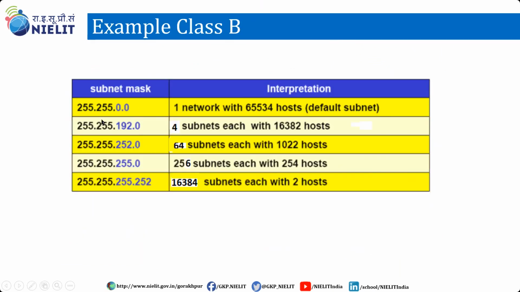In case of the default subnet mask for class B, we have only one network with 65,534 hosts. After using this subnet mask, how many bits do we have? 192. In case of 192, we have acquired 2 bits. So 2 bits means 2 to the power 2, 4 subnets. In the third octet, 2 bits are being used for subnetting. The remaining 6 bits are 0 in it, and in the last octet 8. So 6 plus 8, 14. 2 to the power 14 minus 2, 16,382.